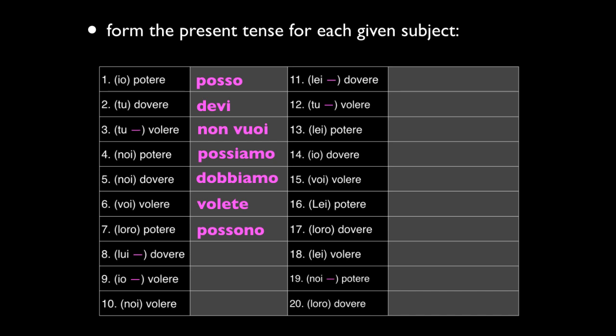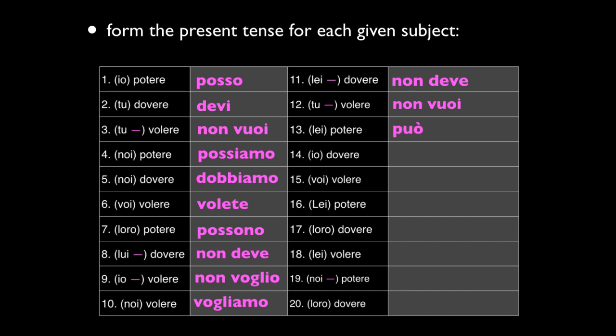Lui, number 8, lui non deve, he mustn't, yes, he mustn't is probably the best way to do that. 9 is io non voglio, I don't want to. 10 is noi volere, that's vogliamo, we want to. 11, lei non deve, she ought not. 12, tu non volere, that is non vuoi. Sorry, that's you do not want to.